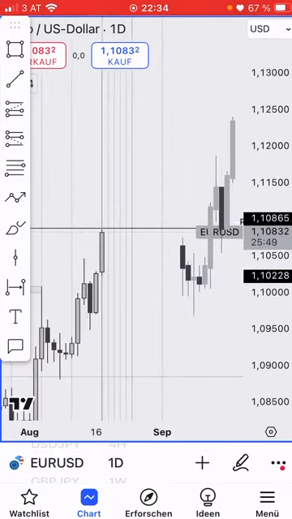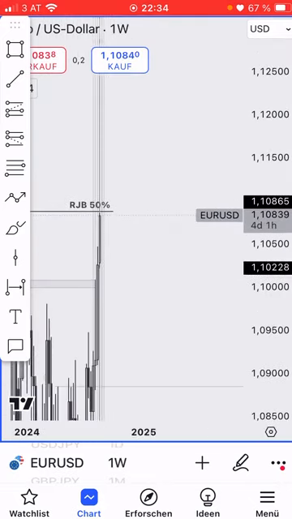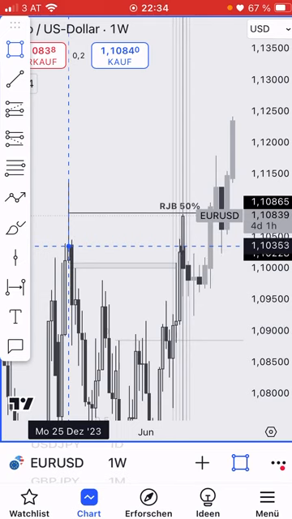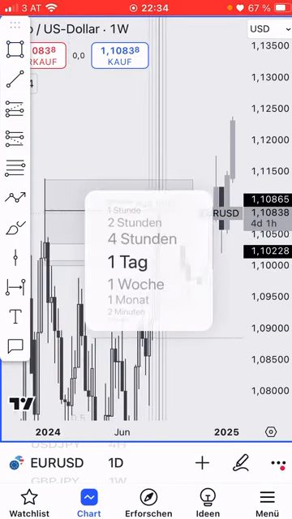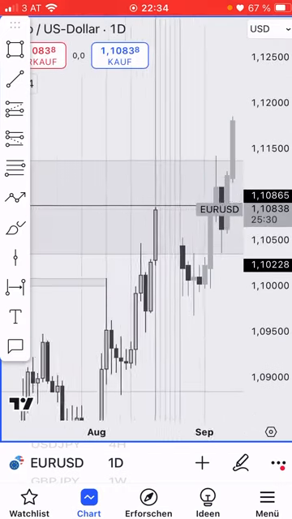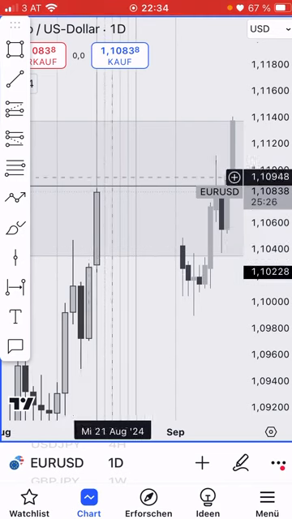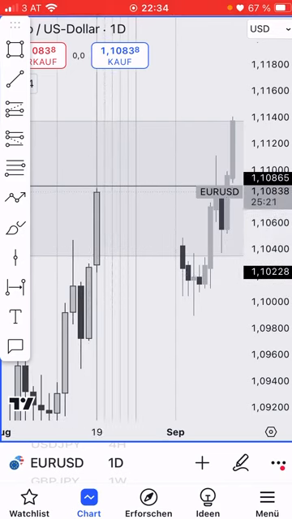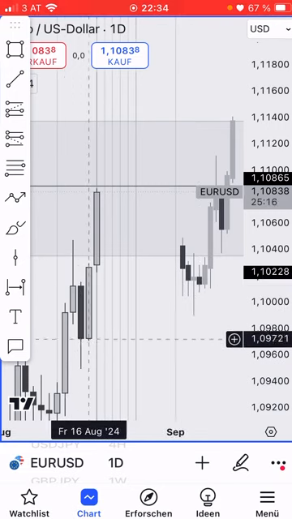Okay. Also, what we right now did is we mitigated the weekly rejection block in between here to almost 50%. Okay. We mitigated this here to almost 50%. If you look at the daily, you see Monday is nicely Mondaying, or whatever you want to call it. It's ranging. Okay, it formed a big candle, a big range. You also have imbalance here. Okay, and a nice demand area.